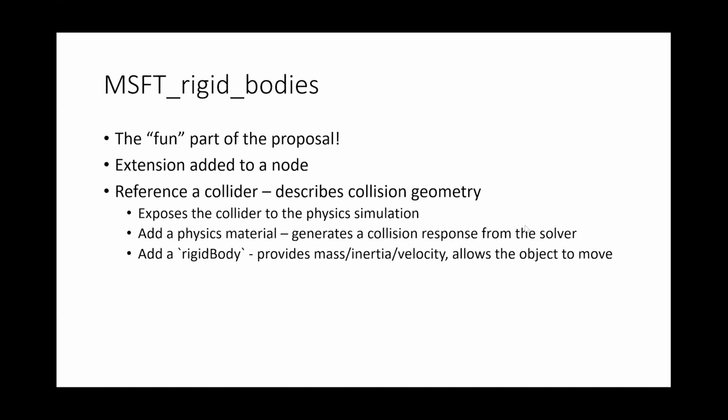Then if we add a physics material to the object, that says this object should generate some sort of response. It should have a friction, it should have a restitution, it should push others out of the way. And then if you add a rigid body object to that extension, that provides mass, inertia, and velocity and allows the object to move. If you don't provide a rigid body, it's considered static, which obviously doesn't occur in the real world. We don't have objects that don't move in the real world, but games and applications will tend to use fixed objects all the time because it lets you make further simplifications and optimizations to your simulation.